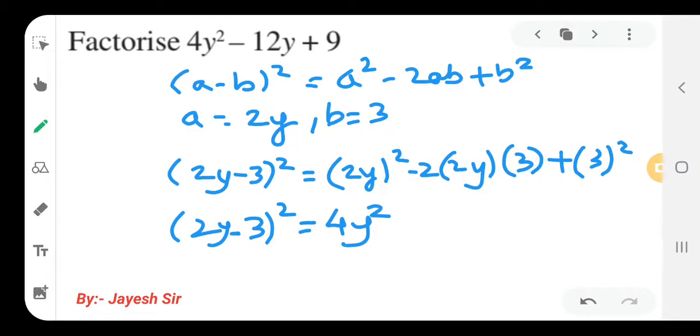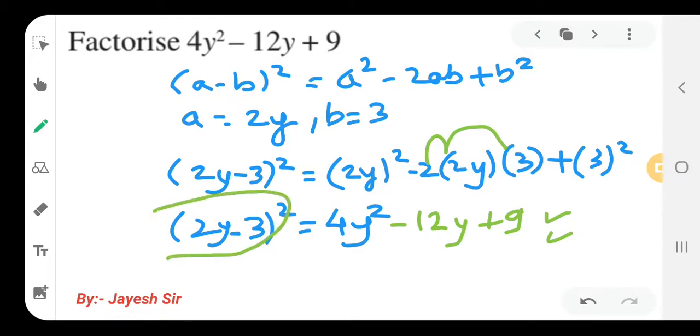Now we will multiply and see how we are getting it. 2 twos are 4, 4 threes are 12. So the minus sign as it is, minus 12y plus 9. So 4y square minus 12y plus 9. You can see that the question we have obtained, and on the left hand side we have got the answer, that is 2y minus 3 the whole square. That is our final answer. I hope you all have it clear.